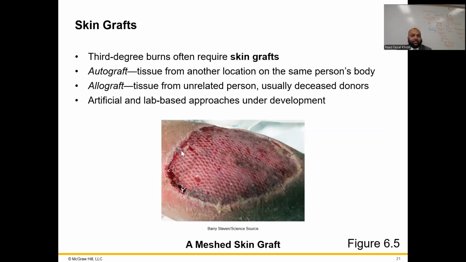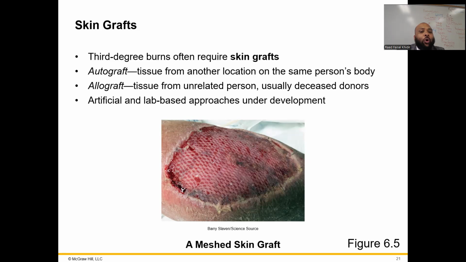Okay, skin grafts. There are autografts, which are tissue from another location on the same person's body. The allograft is tissue from an unrelated person, usually a deceased donor. So there is autograft, there's allograft, and there is xenograft.